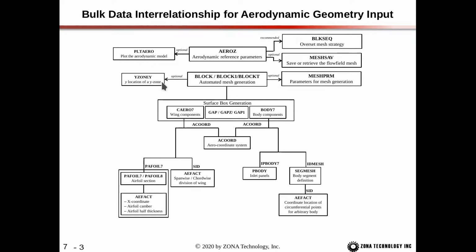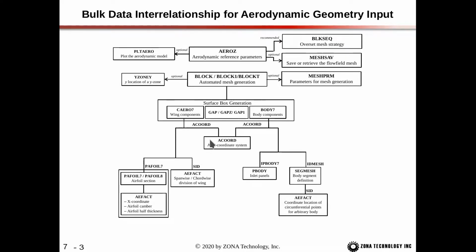These can refer to the Y zone cards to define the Y location of the Y zones. And then also it can refer to the mesh param card to control parameters for mesh generation. Then the block cards refer to the AEROZ7, the GAP cards, and/or the BODY7 card. And these define the surface box generation.